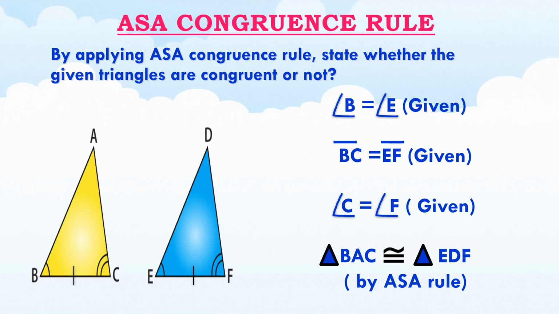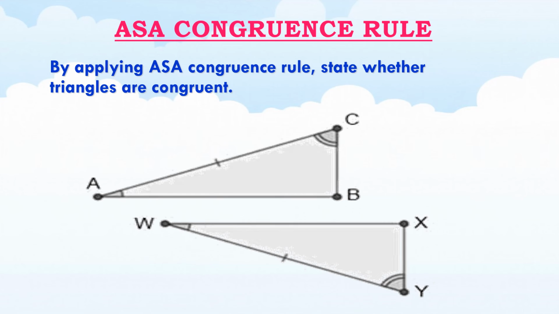Alright. Next, now by applying ASA congruence rule, you have to check whether the triangles are congruent or not. Now see, in these two triangles, according to ASA, we should have two angles. This angle is equal to this angle and this angle is equal to this angle. So we have two angles over here, right? Now the third condition is side. Now the side should be the included side.